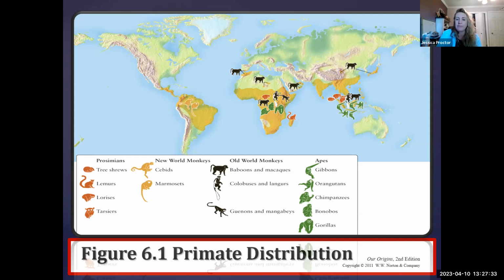And then the apes. We've got the lesser apes and the greater apes. The lesser apes include the gibbons and the siamangs. And then the greater apes include orangutans, chimpanzees, bonobos, and gorillas. We find chimpanzees, bonobos, and gorillas in Central Africa. And we find orangutans and gibbons in Southeast Asia.